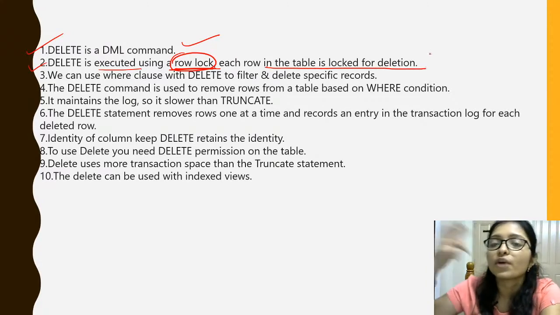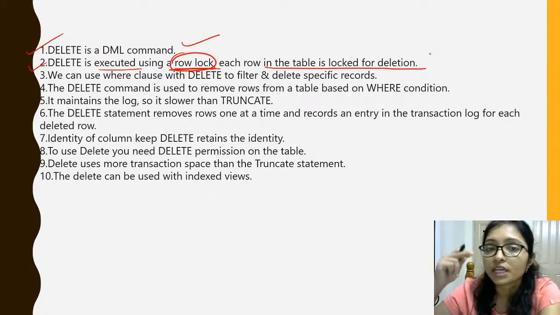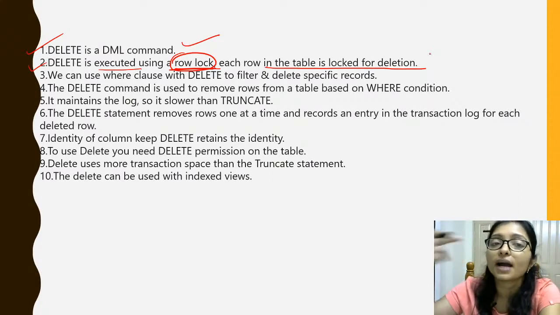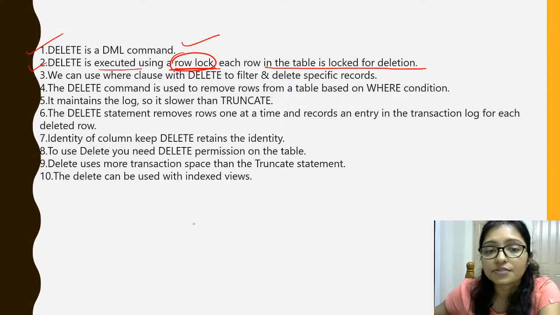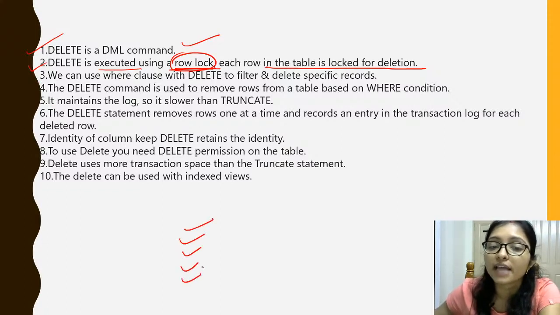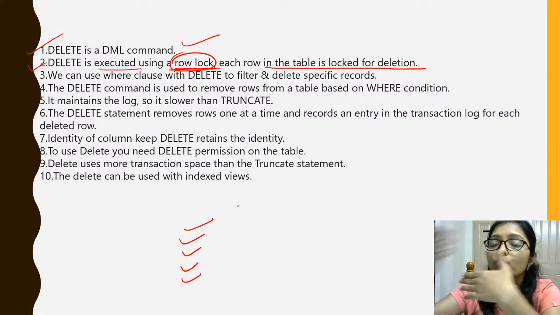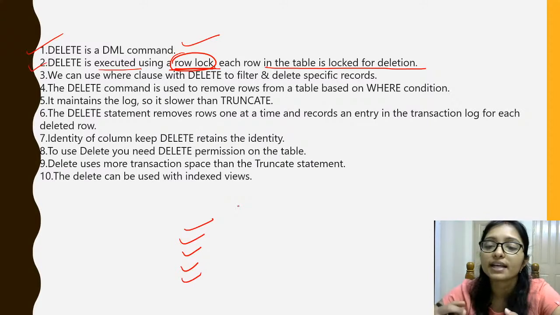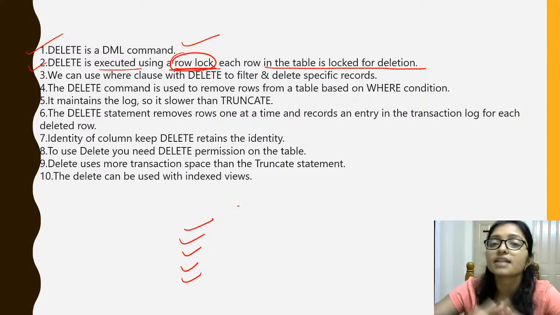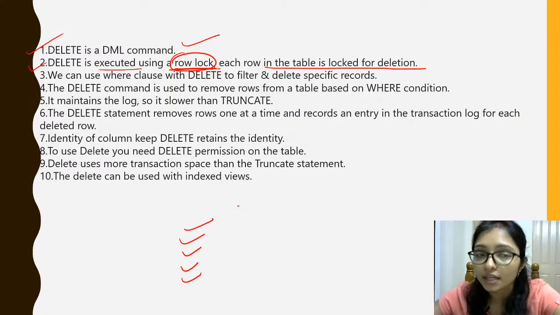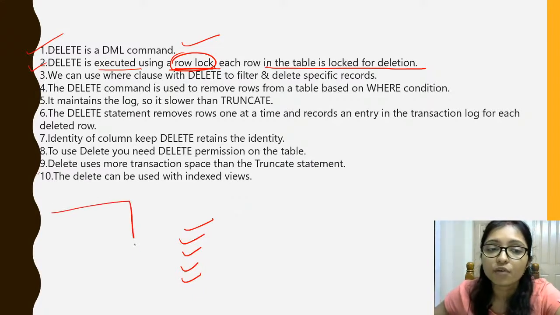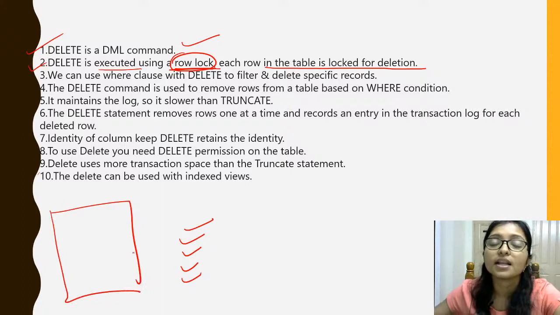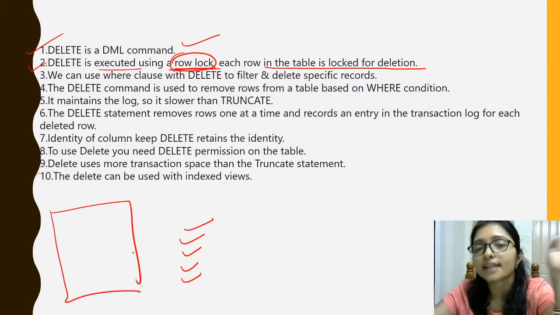Okay. So delete is performed one by one. Means the first row is deleted, then second, then third, then fourth. In that way it acquires a lock on a row, then it is deleted, then again it acquires the next row, then again it is deleted. But for the truncate, it acquires the lock of the total table, and at a time the total data is deleted.